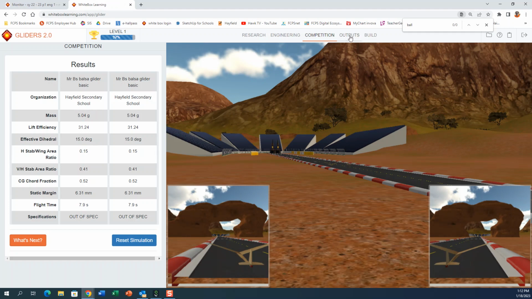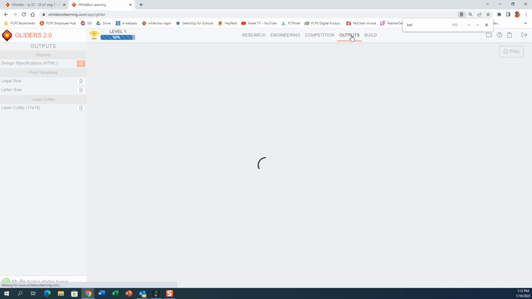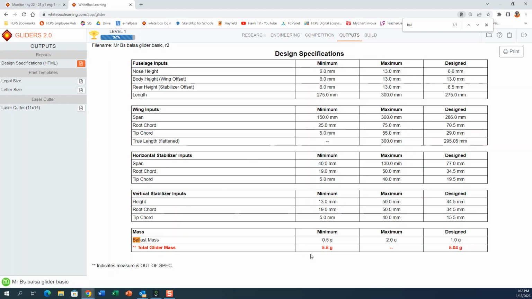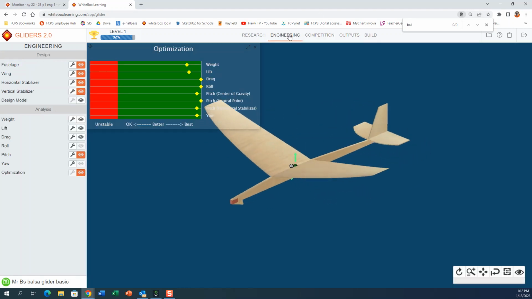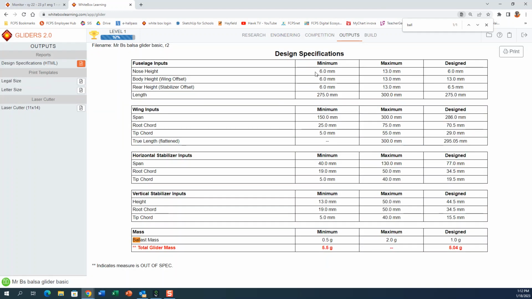Oh, it says out of spec. Darn it. What happened? Let's go look at outputs. How did we get out of spec? Oh, it got too light. All right, we can fix that. So we got to go make something a little bit bigger. That's kind of good. What would you make bigger if you don't have to worry about weight, right? We got to get a little bit heavier. According to these outputs, we're too light. What would you want to make bigger?